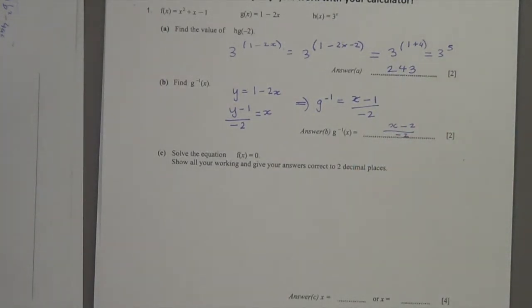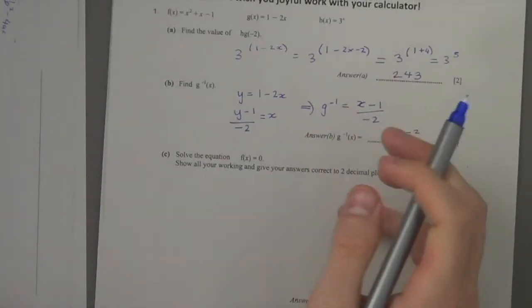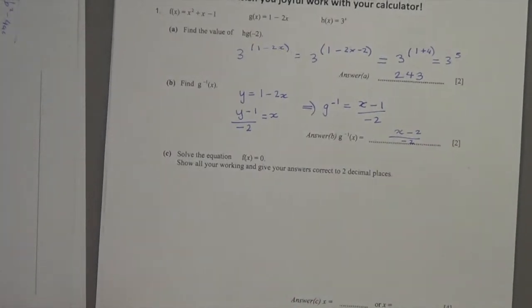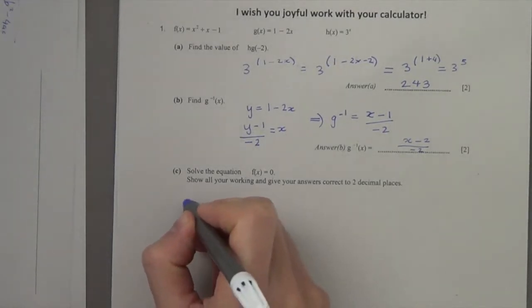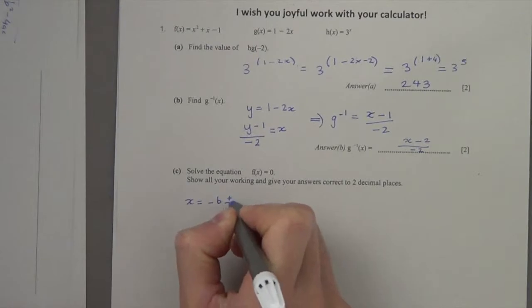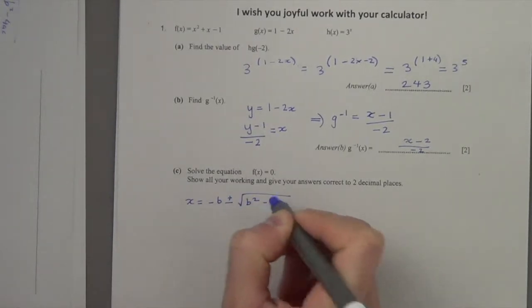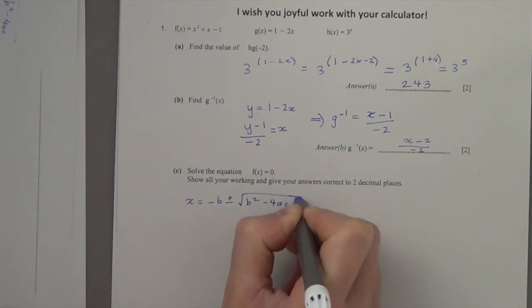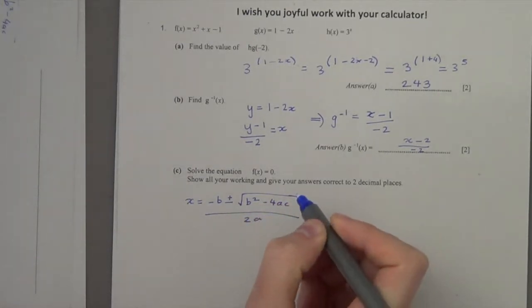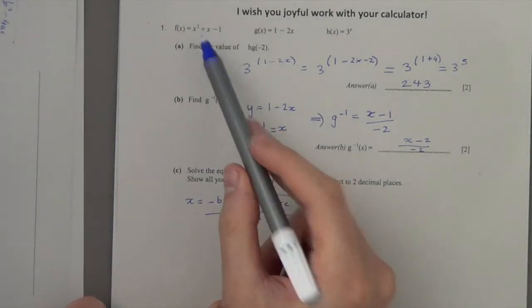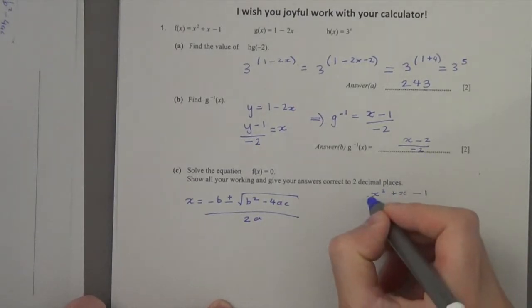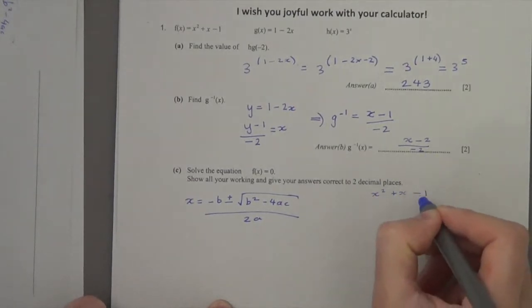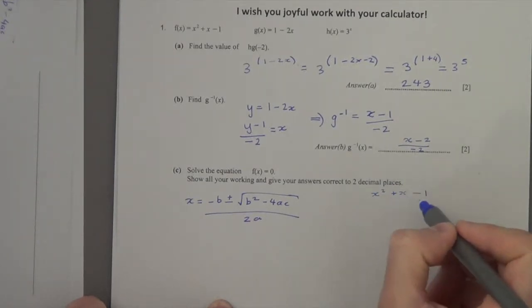Solve the equation f of x is equal to 0. Show all your working and give your answer correct to 2 decimal places. Okay, so in this question I am going to use the quadratic formula. The quadratic formula is this: x is equal to minus b plus or minus the square root of b squared minus 4 times a times c, divided by 2 times a. Okay? So, just to clarify, I'll write it out for you. X squared plus x minus 1. Here's my a, my b, and my c. So my a is 1, my b is 1, and my c is minus 1.